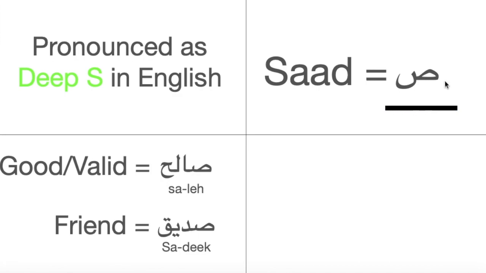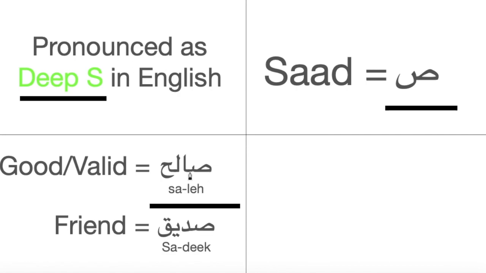Sad, pronounced as deep S, because it's not technically like seen. Seen is pronounced as S, but Sad is pronounced as a deep S, like so. And you will know through the words that are pronounced differently than seen. That's why I said deep S. Sad as in Salih. Salih means good or valid.